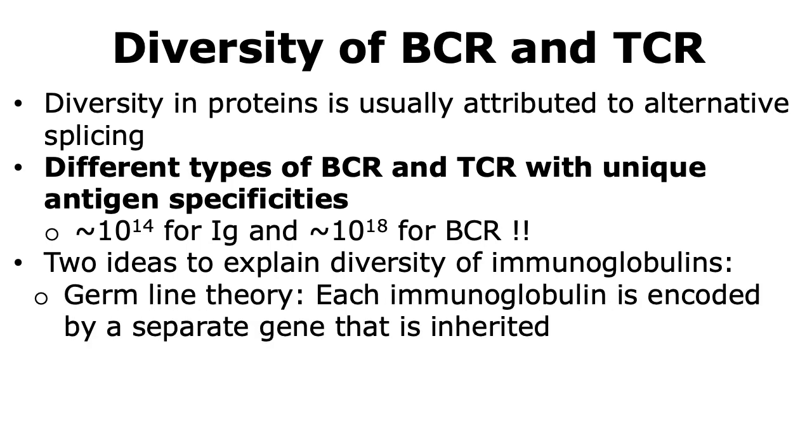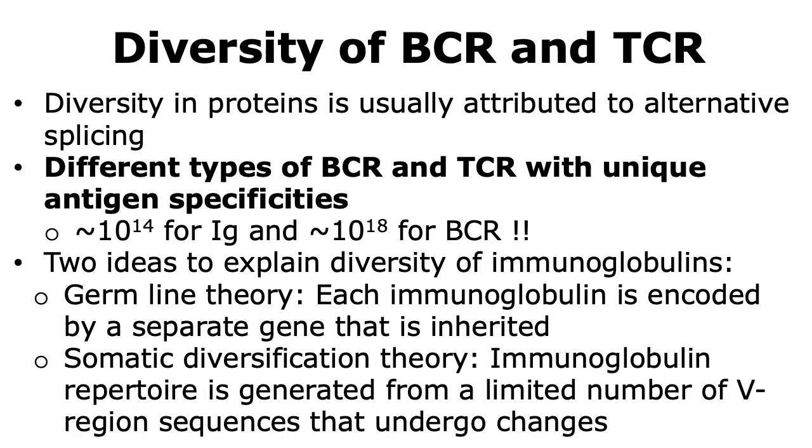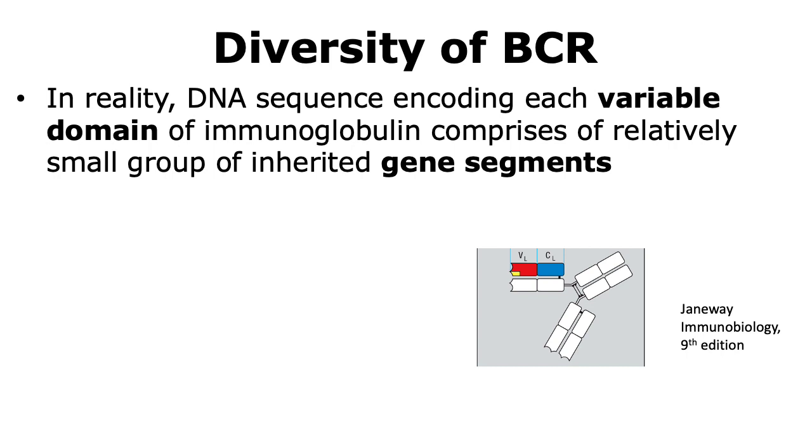genome. Another theory that was put forward years ago is the somatic diversification theory. This theory states that the variety or diversity of immunoglobulins that has been observed is generated from a limited number of sequences in the V region that undergo changes. As more and more studies were performed, it was found that the DNA sequence that codes for the variable domain of the immunoglobulin is actually made up of relatively small groups of inherited gene segments.